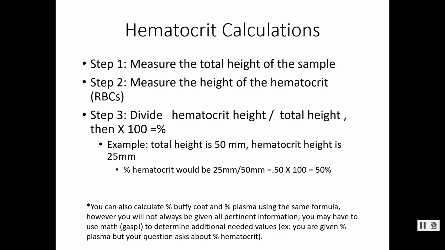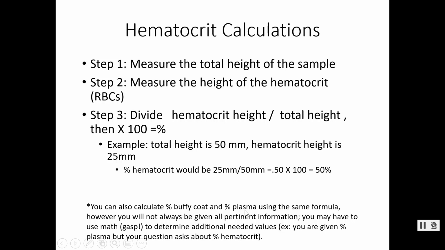So the first thing you'll need to do is determine the total height of the sample. This will probably just be given to you. We're not going to ask you to bust out a ruler and actually measure these for yourself. Step number 2 is measure the height of the hematocrit. Again, this value could very well just be given to you. Your job will then be to take those numbers and divide the hematocrit by the total height, and then multiply by 100 so we can actually get a percentage.